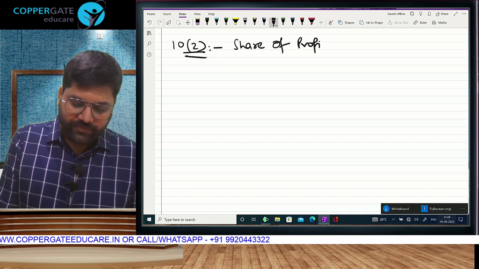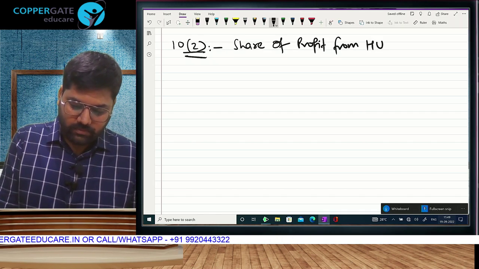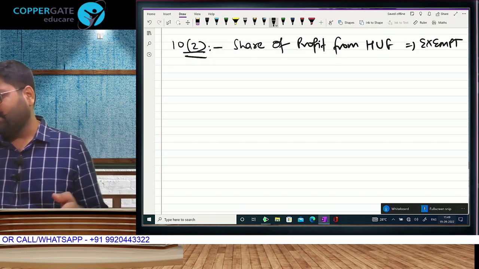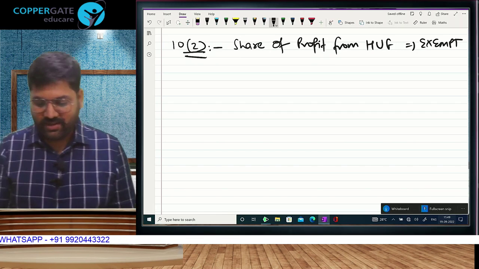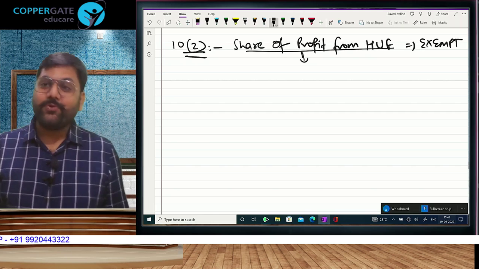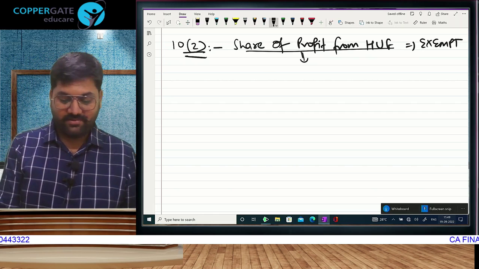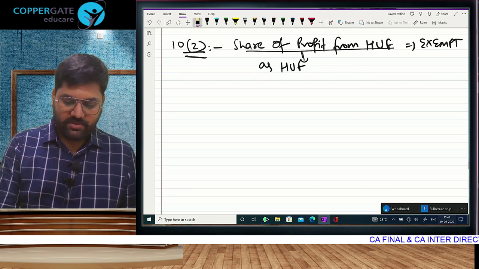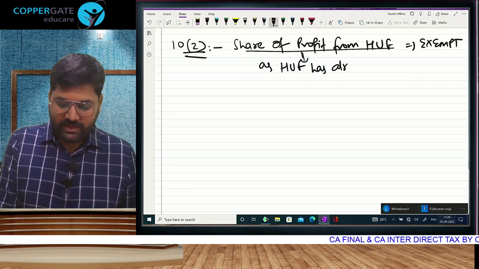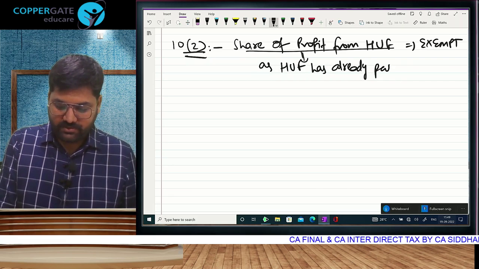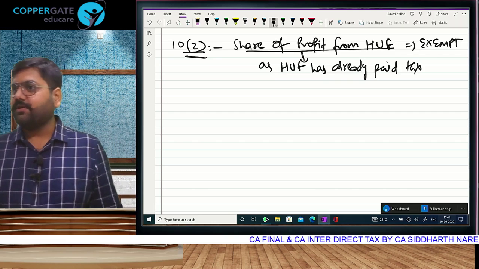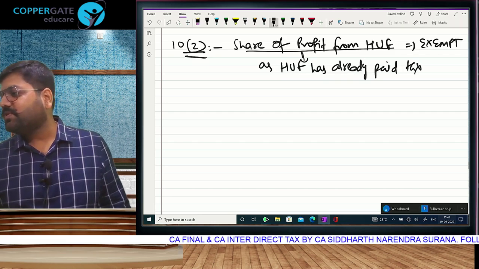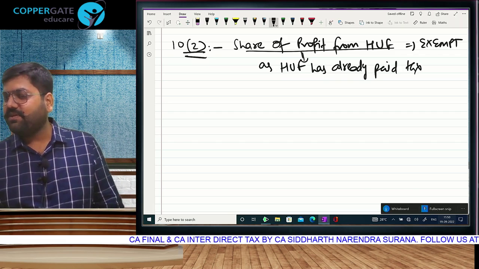Share of profit from HUF is fully exempt. What a time has come. You are giving the section provision, and now you will give the logic also. HUF is a person, so HUF has already paid tax, and that same profit is distributed to members. The whole reason behind making HUF a person was so that we don't have to run behind individual members. You are giving the provision, you are giving the logic, the reason. Very, very intelligent you have become.